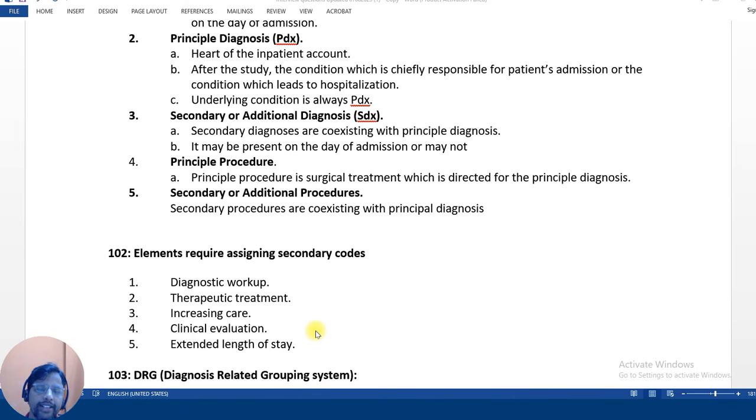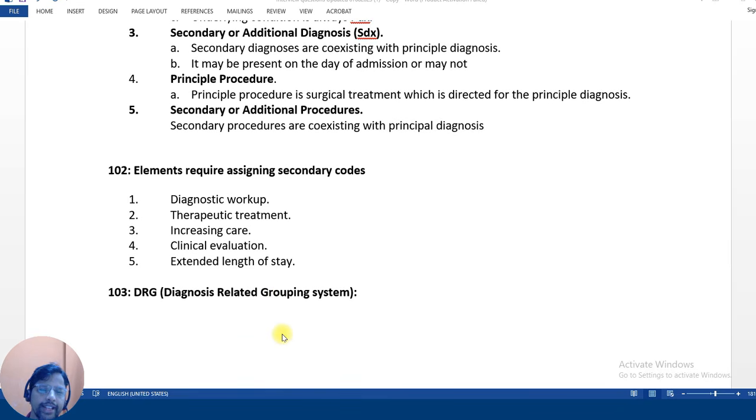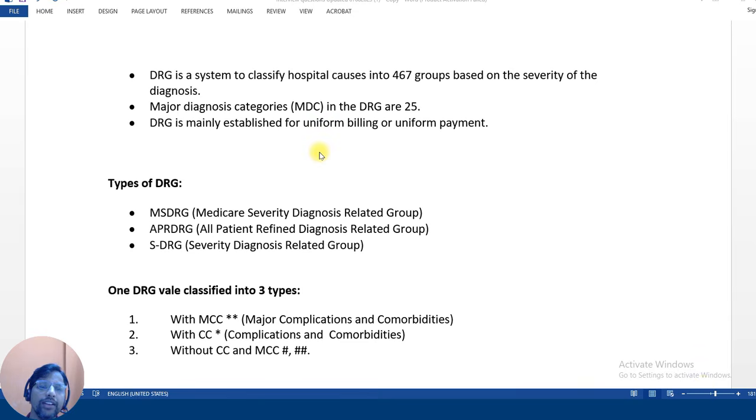So what is required for assigning secondary codes? To consider a secondary diagnosis in the operative report or documentation, the patient needs to have any type of diagnostic workup, therapeutic treatment, increased care, clinical evaluation, or extended length of stay. DRG. What is DRG? Diagnosis related grouping system. These are the types of DRG: MSDRG, APRDRG, SDRG. And one DRG value is classified into three types: with MCC, with CC, without CC or MCC.